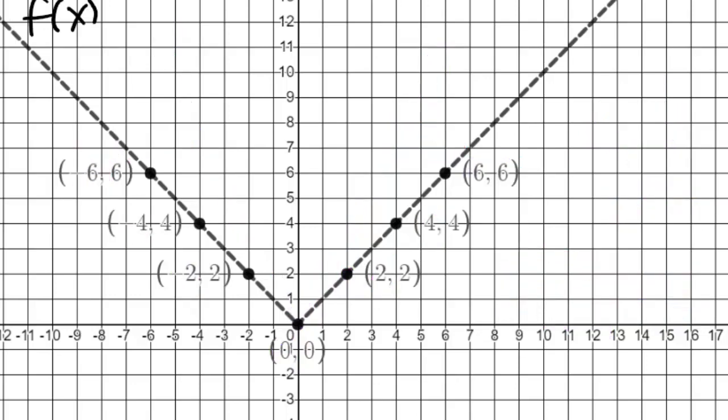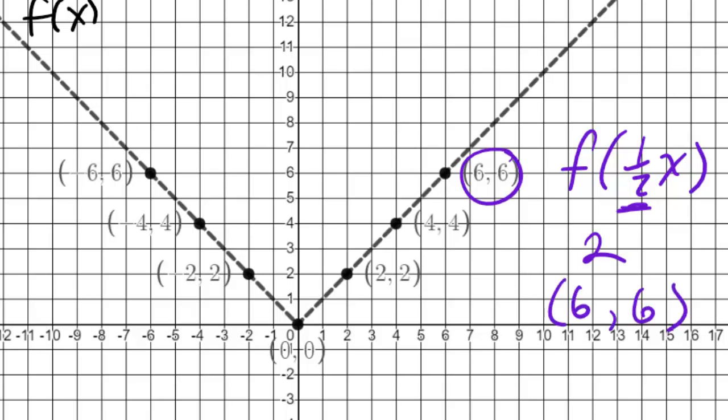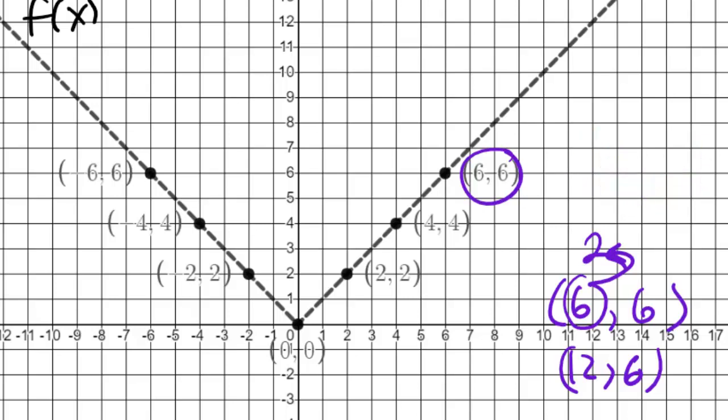So what would happen if I put a 1/2 on the inside? So f of 1/2 x. Well, instead of taking our x values and multiplying by half, we're going to multiply by the reciprocal again, which would be 2. So going back to this point right here, we're going to take the 6, the x value here, and times it by that factor of 2, and that will give us 12, 6 as our new point. So I got to move this out of the way. So that point moves all the way out to 12, 6, which is way over here.